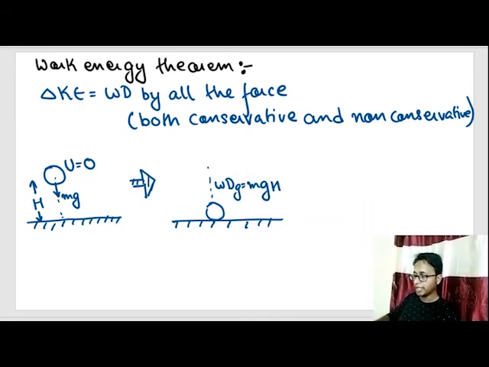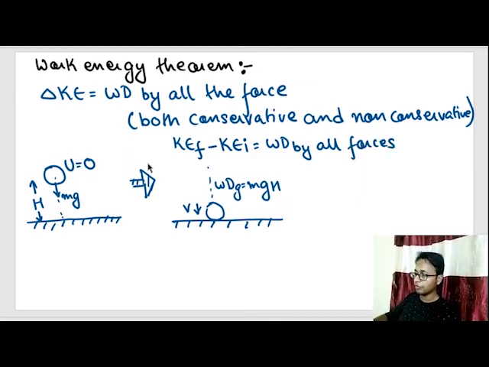And out here it has some velocity, just before colliding with the ground. Okay, so we know that change in kinetic energy, meaning final kinetic energy minus initial kinetic energy, is equal to work done by all forces, conservative or non-conservative, or the summation of work done by all forces.